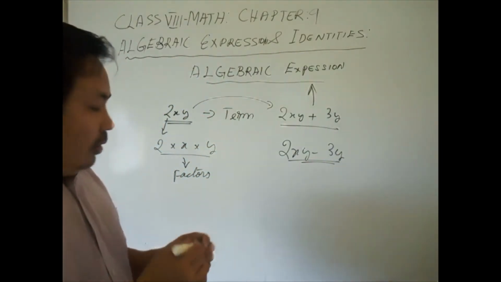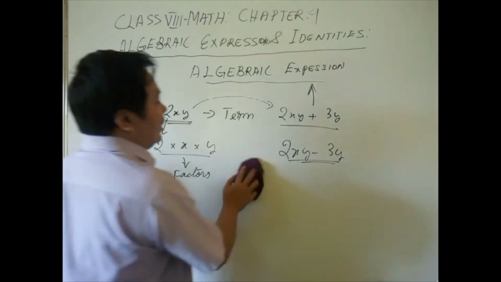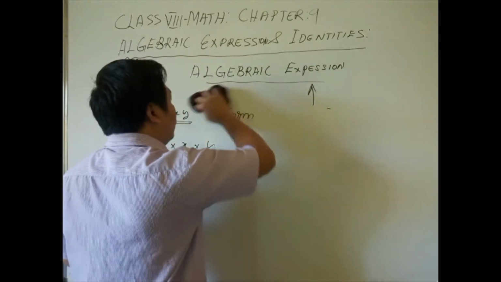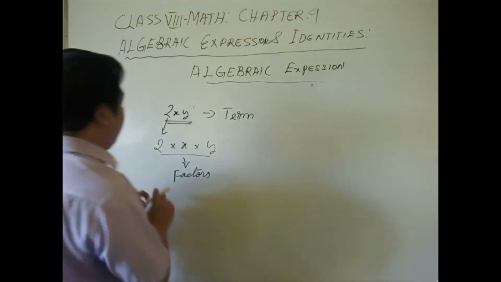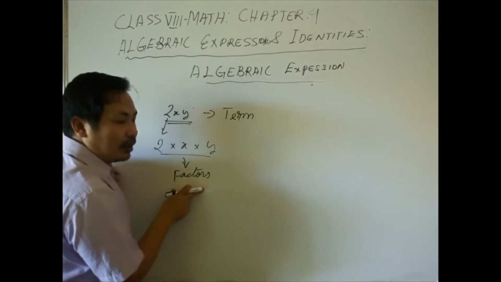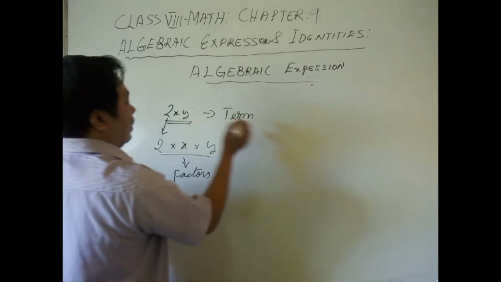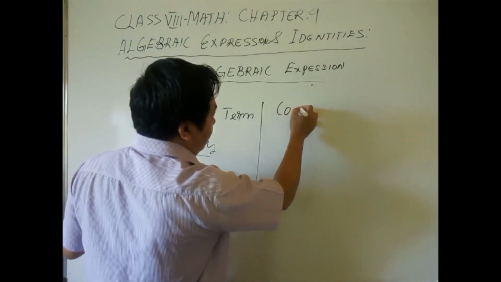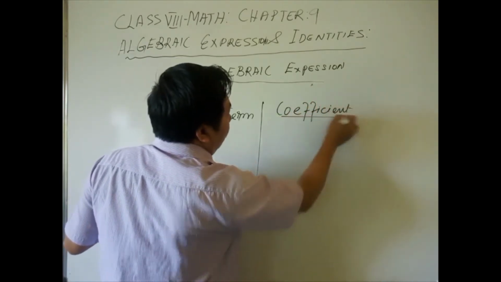So like this, we are going to study this chapter, called algebraic expressions and identities. Here we know what an expression is, and that this is called a term, and in a term, each of 2, x or y is called a factor. And what about another term called coefficient? What is called coefficient?